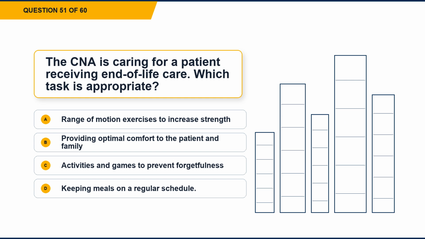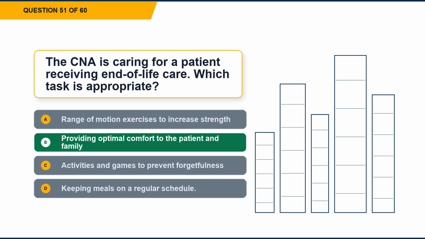Question 51. The CNA is caring for a patient receiving end-of-life care. Which task is appropriate? Option A, range of motion exercises to increase strength. Option B, providing optimal comfort to the patient and family. Option C, activities and games to prevent forgetfulness. Option D, keeping meals on a regular schedule. The correct answer is option B, providing optimal comfort to the patient and family.